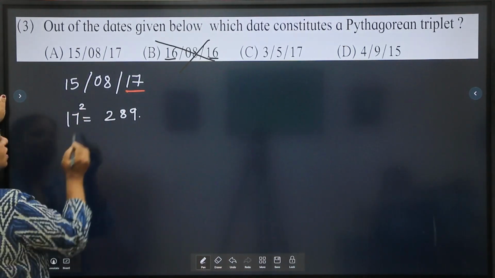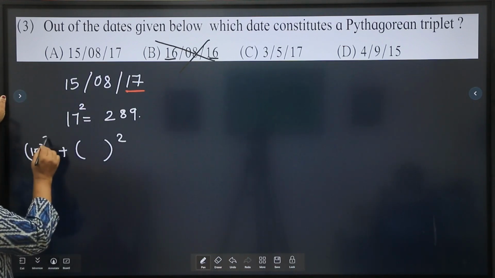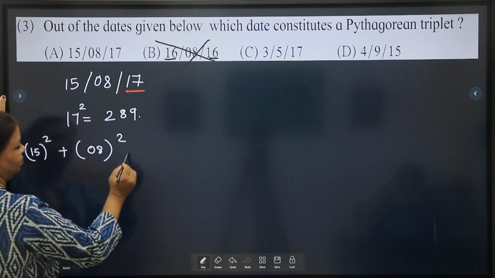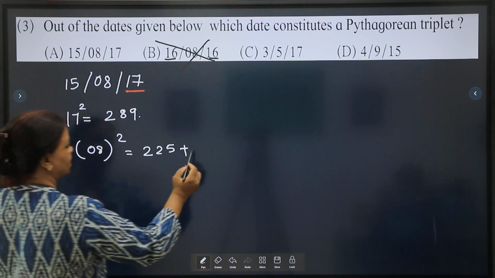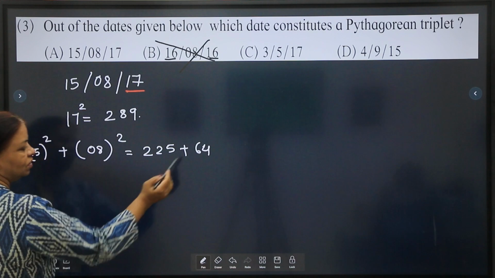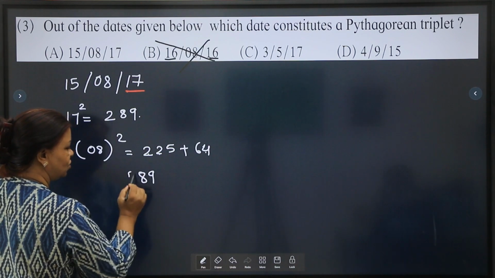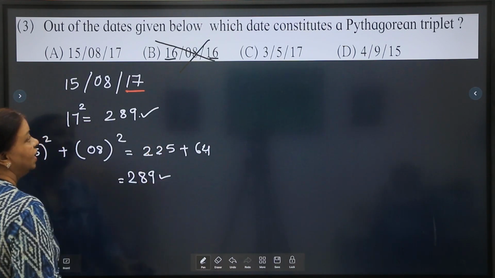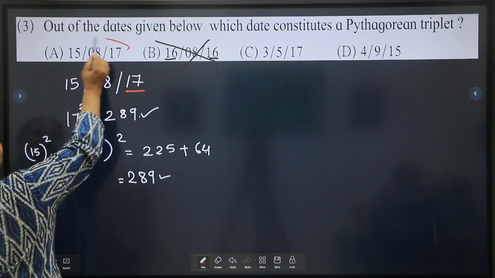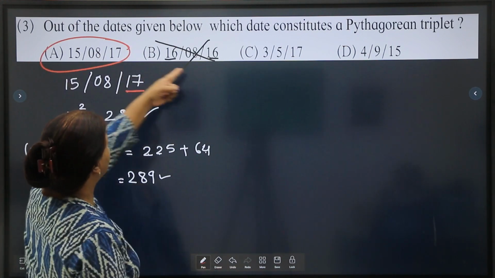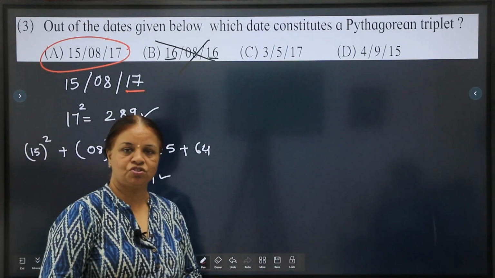Now I'll find the sum of the squares of the other two numbers, 15 square plus 8 square. 15 square is 225 plus 8 square is 64. When I add 4 plus 5, 9, 6 plus 2, 8, and this is 289, and what we get, both are equal. That means this option is the correct option. This is the right option. Out of 4, only one option would be a Pythagorean triplet. Let's move to the next question, children.